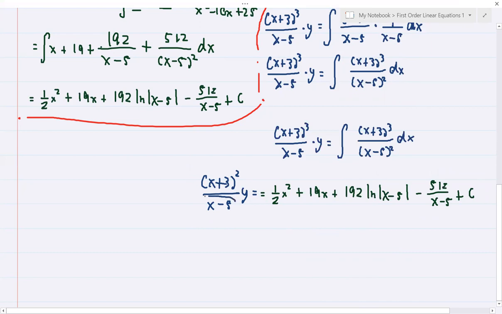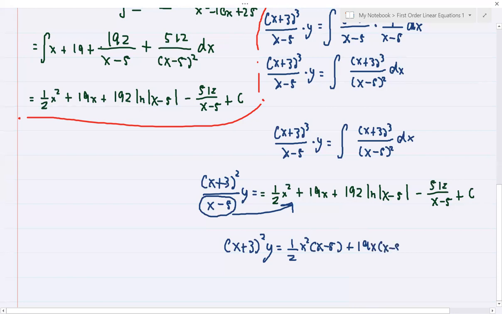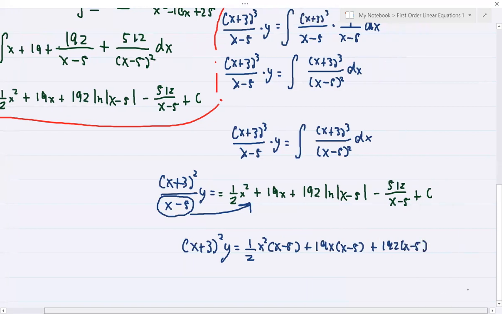We can cross multiply because we have a denominator of x minus 5. So x minus 5 times that expression. So we will have x plus 3 squared, x plus 3 squared times y is equal to 1 half x squared times x minus 5 plus 19x times quantity x minus 5 plus 192 times x minus 5 times ln of x minus 5. Okay, there we go.